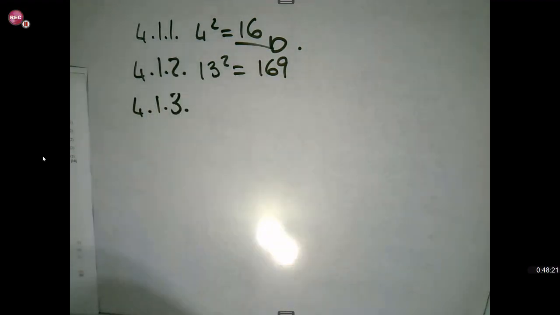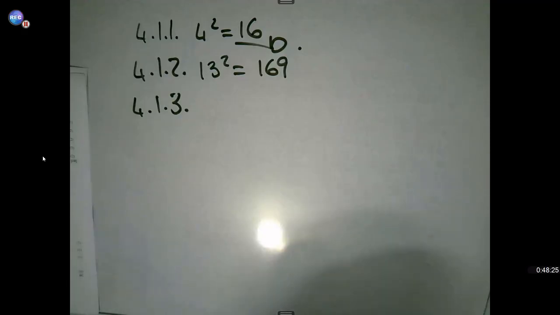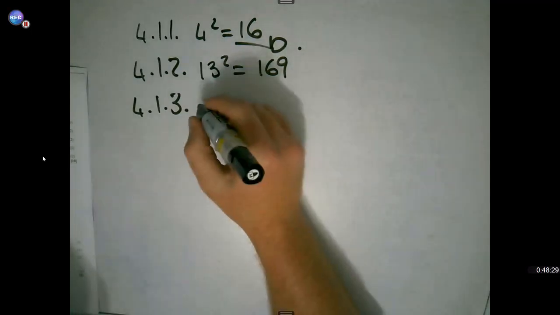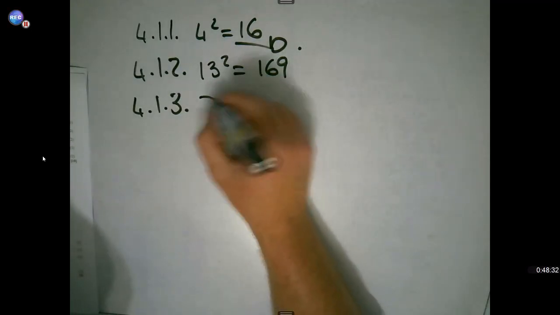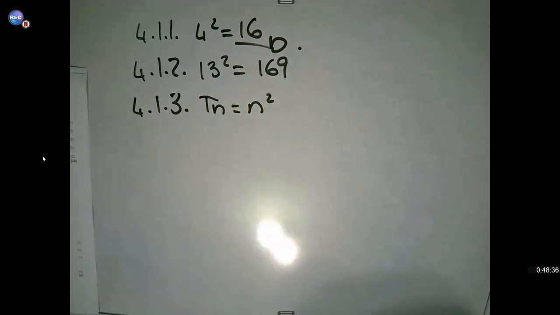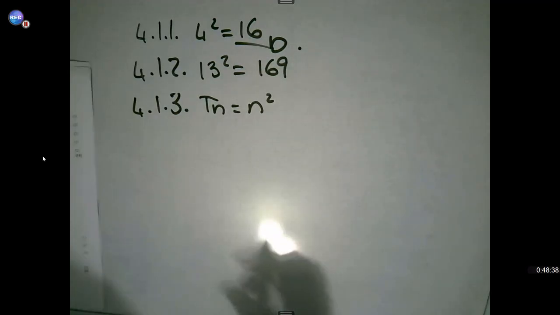Then 4.1.3, they say write down a formula for the number of dots in the nth position. Guys, you are squaring each position, so it's Tn equals n squared. There's your rule. Question 4.2, they say hence or otherwise calculate the value of the following.